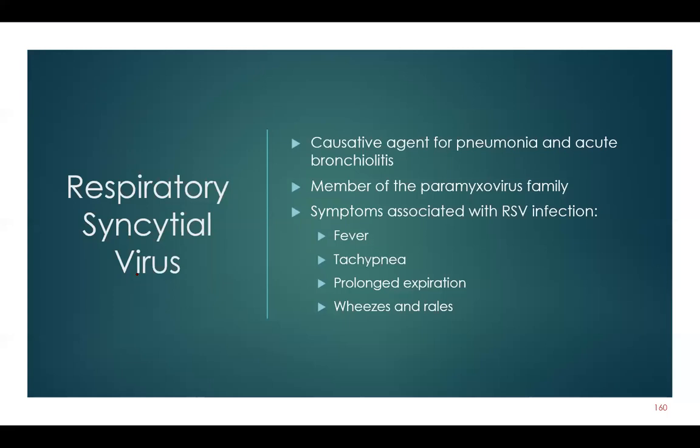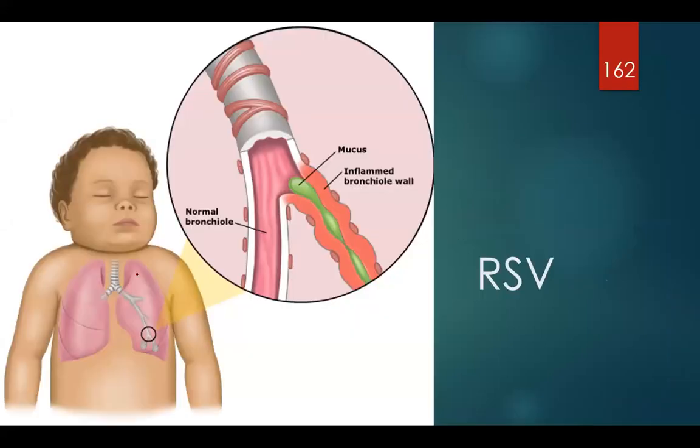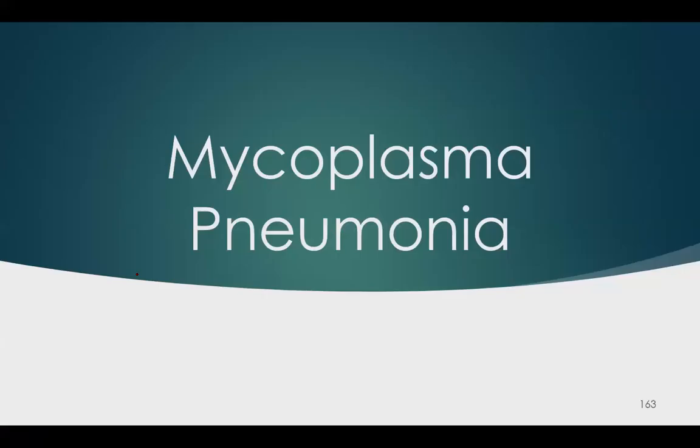RSV is a causative agent of pneumonia and acute bronchiolitis. It is a member of the paramyxovirus family. Symptoms associated with RSV include fever, tachypnea, prolonged expiration, wheezes, and rales. Isolation techniques are important in limiting the spread of RSV infections. Immunoglobulins with high RSV neutralizing antibody titer are beneficial in treatment. Ribavirin aerosol is effective for severe RSV pneumonia. RSV causes bronchial plugging. That's where the shortness of breath comes with this.